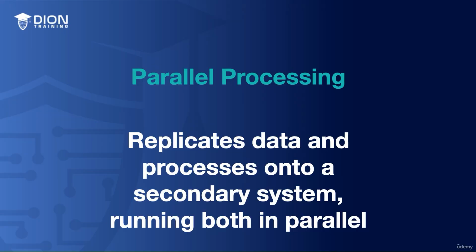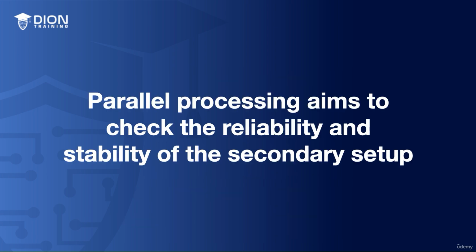Now, fourth and finally, we have parallel processing. Parallel processing involves replicating your data and systems processes onto a secondary system, and then you run both the primary and secondary systems together at the same time. Our goal when we conduct parallel processing is to check the reliability and stability of your secondary setup to make sure it can handle processing data without disrupting your day-to-day operations during a disaster. Now, parallel processing does require meticulous planning, flawless execution, and an eagle eye for detail to ensure that there is zero disruption to your ongoing operations, so it is something you have to do very carefully.